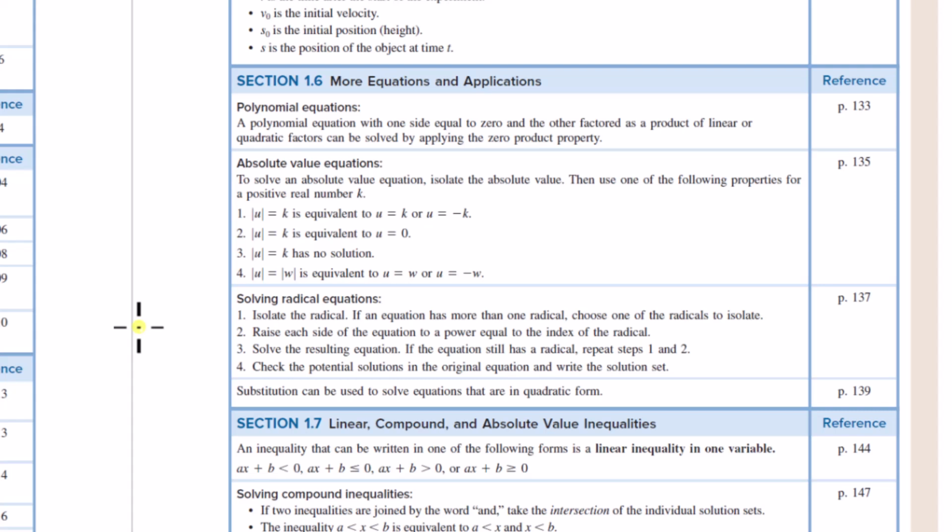And we saw that we solve radical equations by isolating, if there's multiple radical expressions, that's fine, but you start by isolating a single radical expression on one side with everything else on the other side.